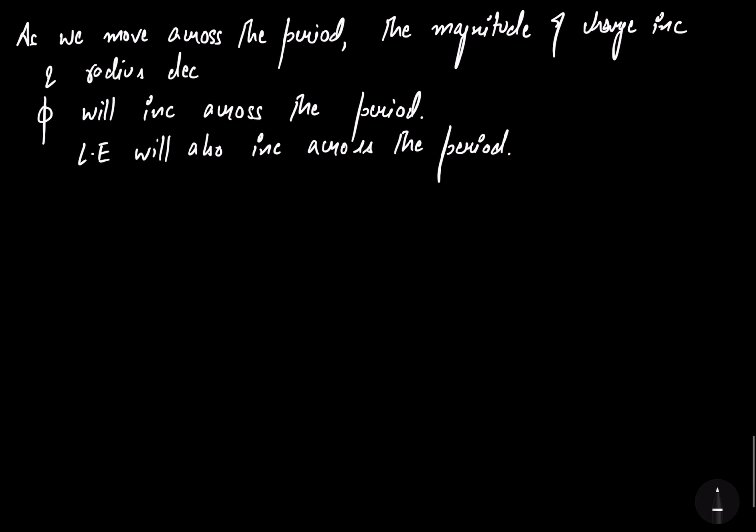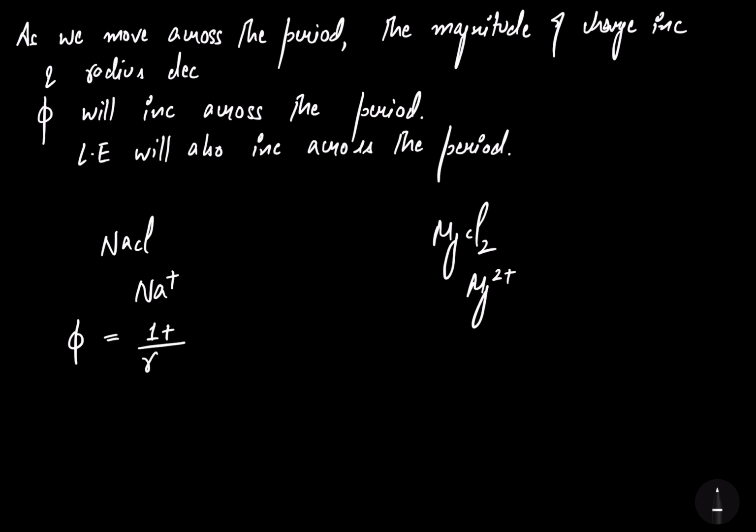Let me take an example of two lattices across a period. Let's talk about NaCl and MgCl2. First of all, it's Na+ and it's Mg2+. We are ignoring chloride ions because they are common in both the cases. Let's talk about the cations, Na+ and Mg2+. So here the charge density will be 1+ divided by radius of Na+, and here the magnitude of charge is 2+ divided by radius of Mg2+.